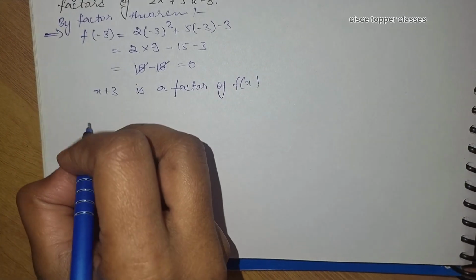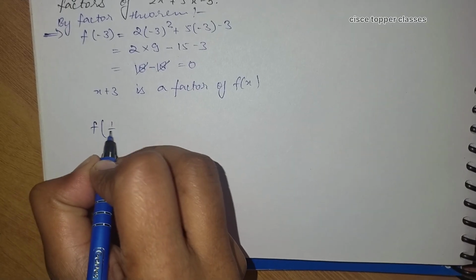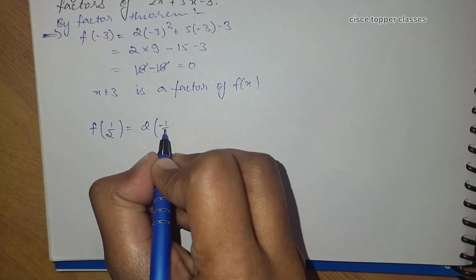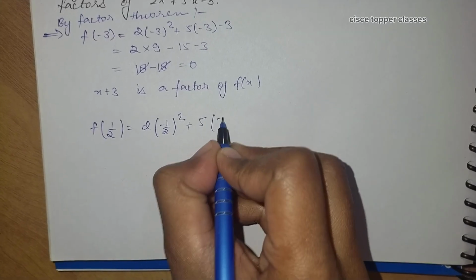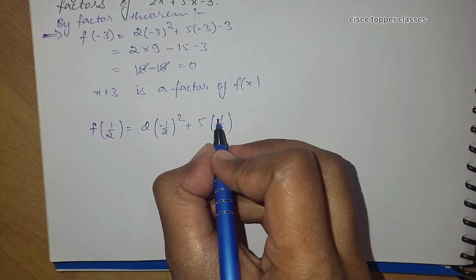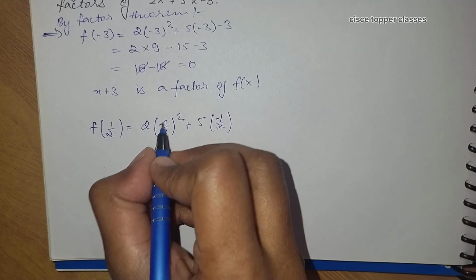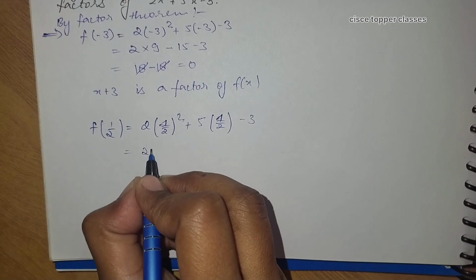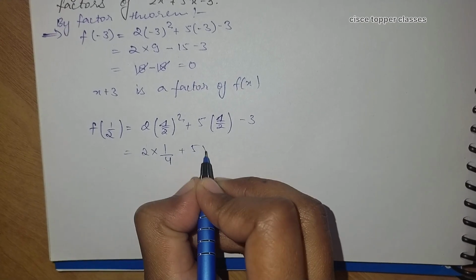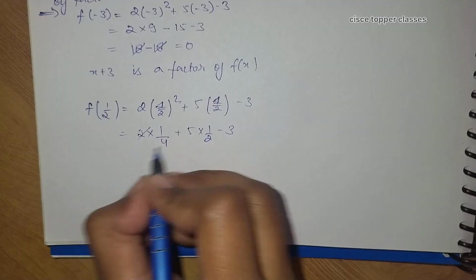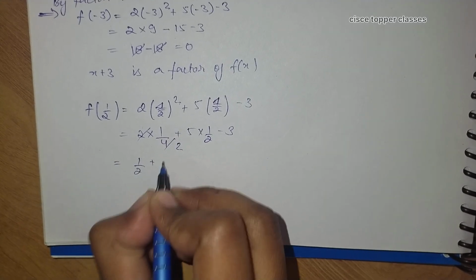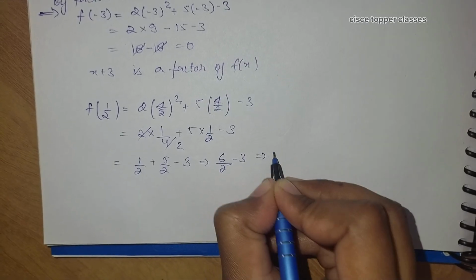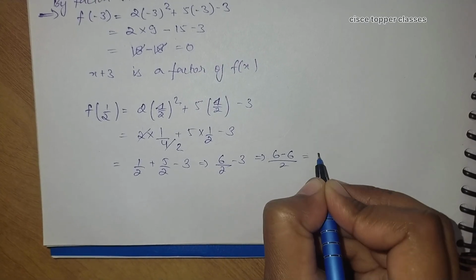Now the second part, f of 1 by 2. If it is a factor, then it should also be equal to 0. So 2 into (1 by 2) whole square plus 5 into 1 by 2, sorry, it is not minus 1 by 2, it is 1 by 2, and then minus 3. Taking the square, 2 into 1 by 4 plus 5 into 1 by 2 minus 3. This will cancel out and we will get 1 by 2 plus 5 by 2 minus 3, as 6 by 2 minus 3, and 6 by 2 minus 3 will become 0.